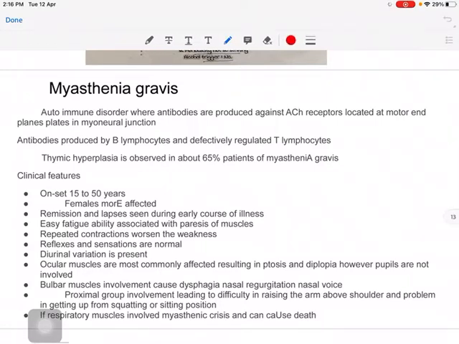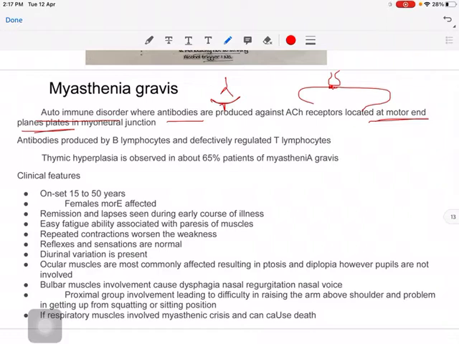Okay, so we have been reading it since grade 7 and 8. It's a very easy topic. So what happens is it's an autoimmune disorder where antibodies are produced against acetylcholine receptors at the motor end plates of the myoneural junction. For example, this is the muscle and this is the nerve. So at the motor end plate there will be acetylcholine receptors against which the antibodies are produced.